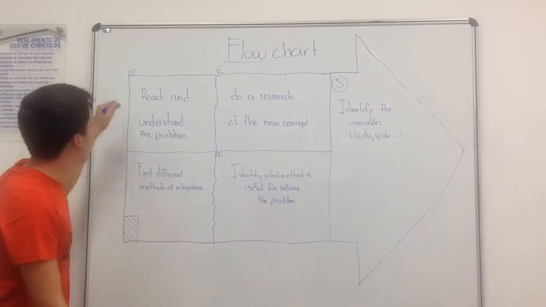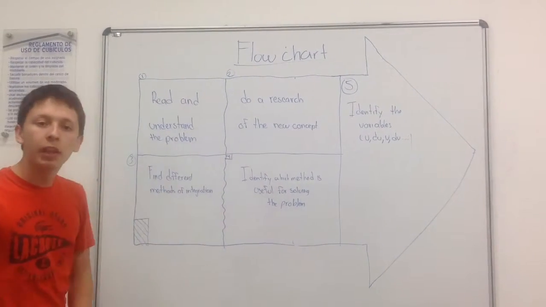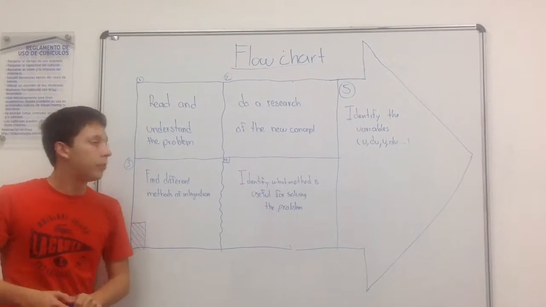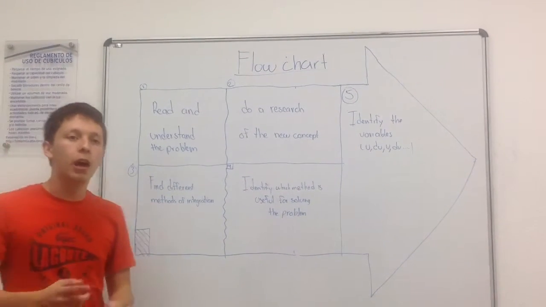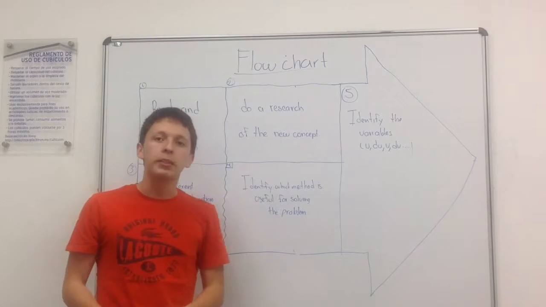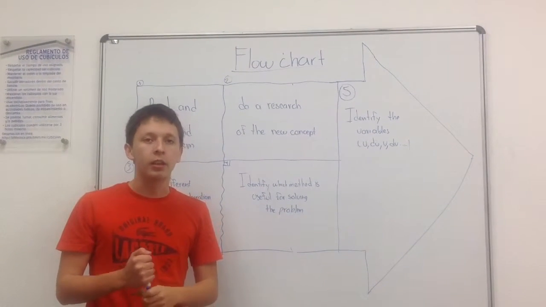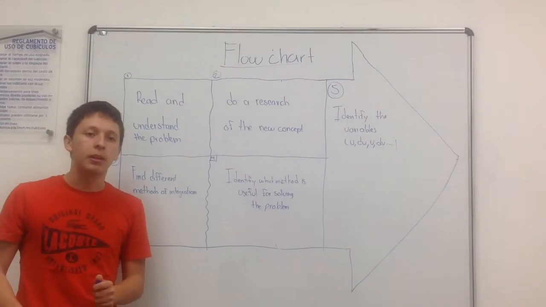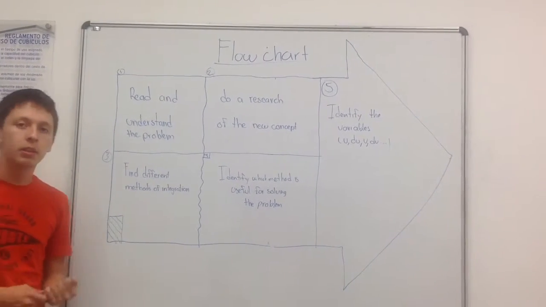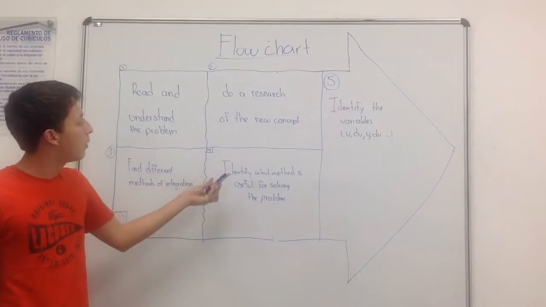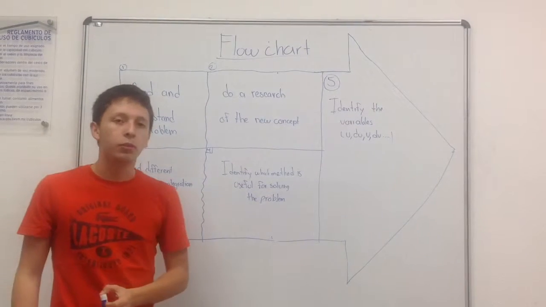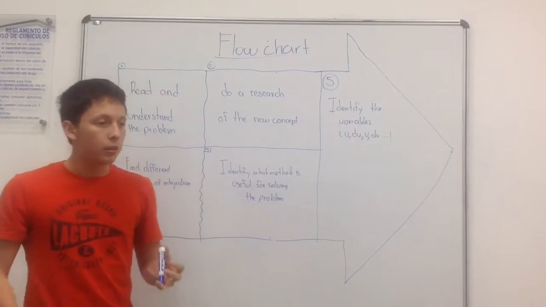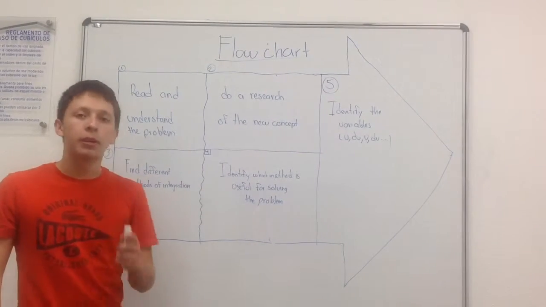Okay, here is our flowchart for solving our problem, that was number 2. First, we read and understand the problem. Then we do a little research of the new concepts that we don't understand, like the areas and things like that. Then we find different methods of integration, like by parts, and then we identify which method is useful for solving the problem. That was the one of integration by parts.